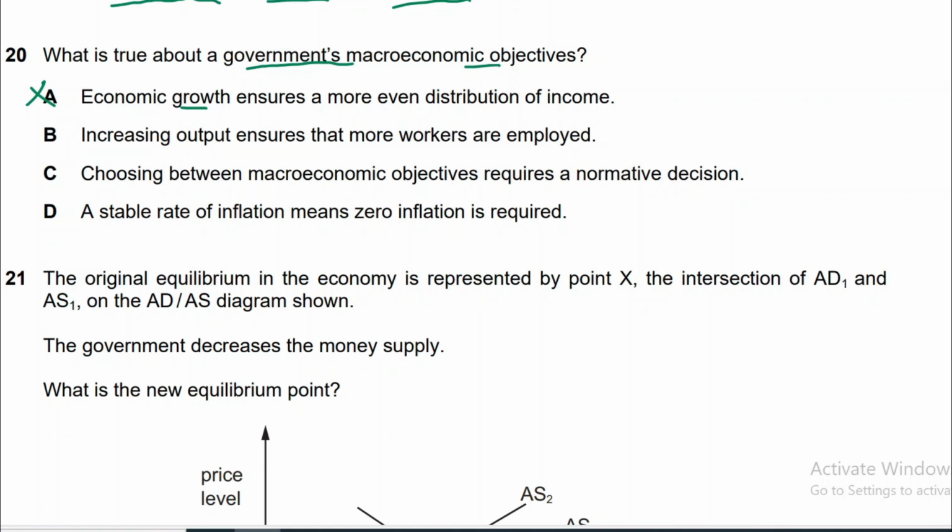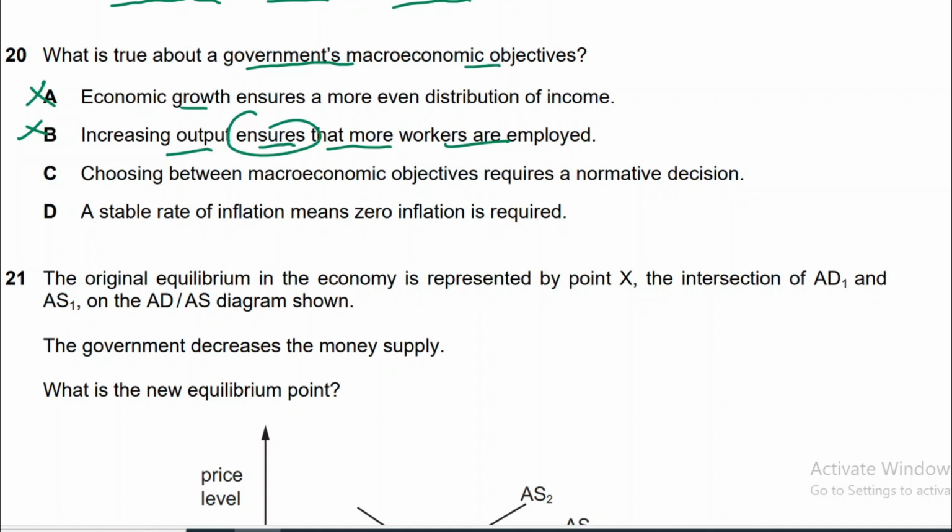Option B says, increasing output ensures that more workers are employed. It is not basically ensured, because there is no surety that more workers will be employed if output is increasing, because output may be increasing using capital intensive techniques, that is using more machinery, technology and tools. So it doesn't mean that more workers are being employed. It may happen, but not always. It doesn't ensure that it will happen certainly. So option B is not correct.